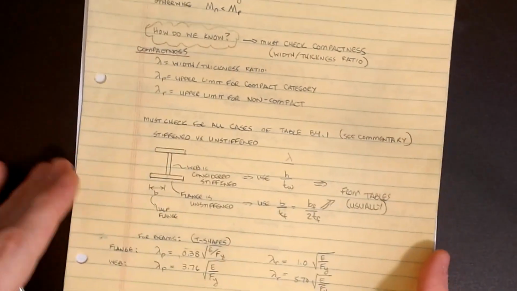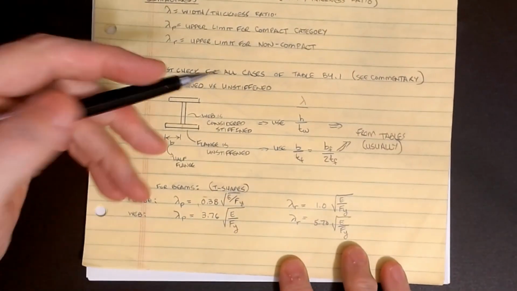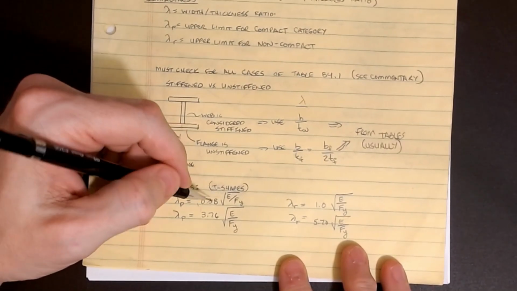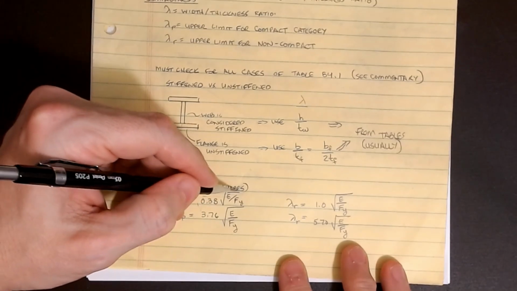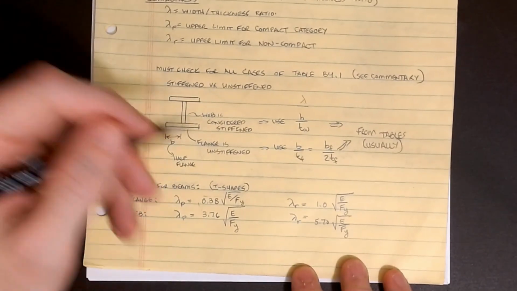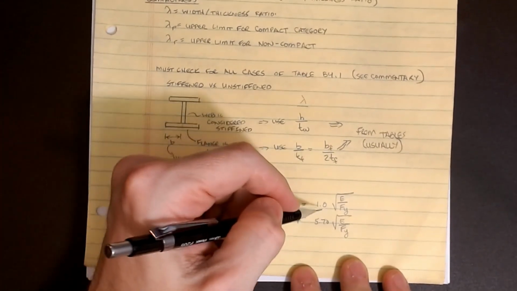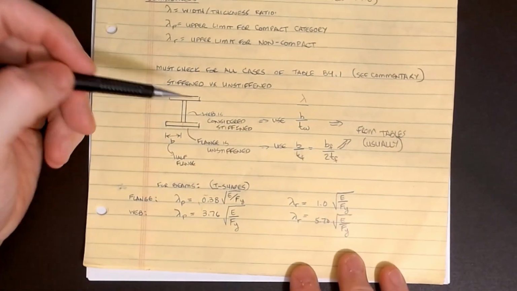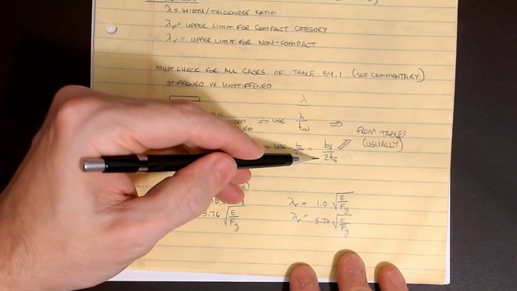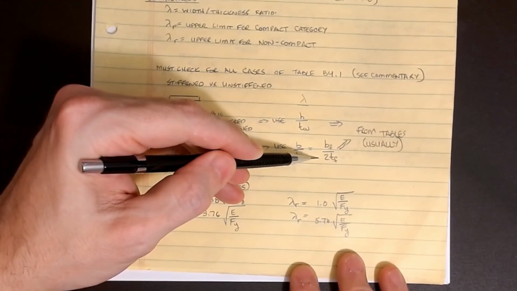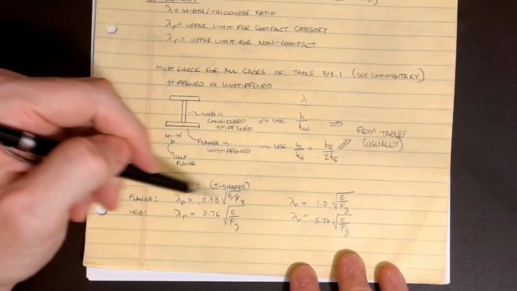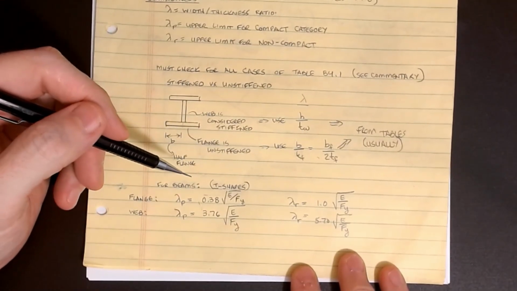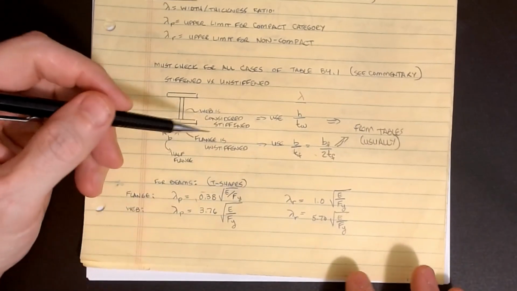Okay, now here's the way that we're going to do this. For beams and for I shapes, lambda p is taken as the value of 0.38 times the square root of E over Fy, and lambda r for the flange is 1.0 times the square root of E over Fy. So when we look at the flange, I'm going to take this bf over 2tf value for my beam and compare it to these two calculations, and that will tell me where we are, whether we're compact, non-compact, or slender.